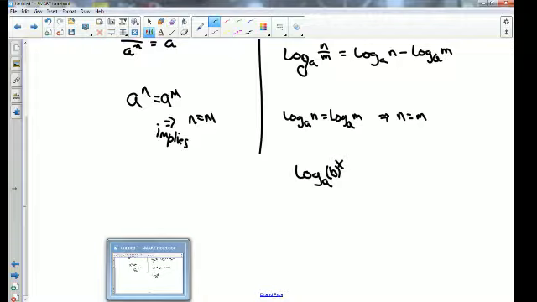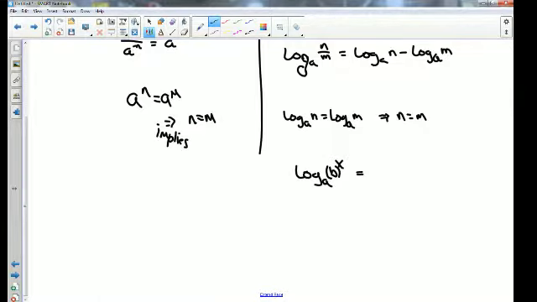Okay, if I have a log base a of b to an exponent, this is the one that kind of messes with people because you haven't seen it before. If I have an exponent in a log, I can bring it out front.